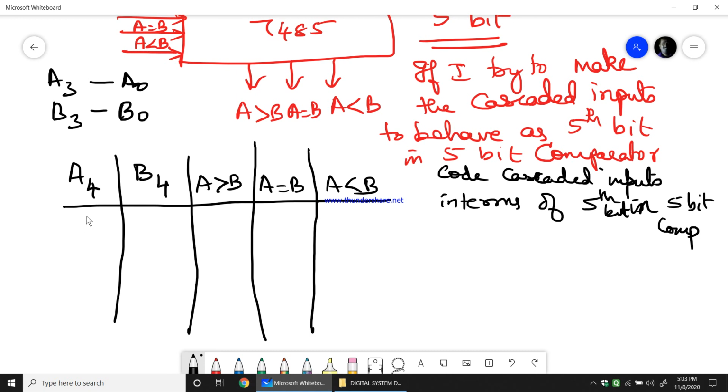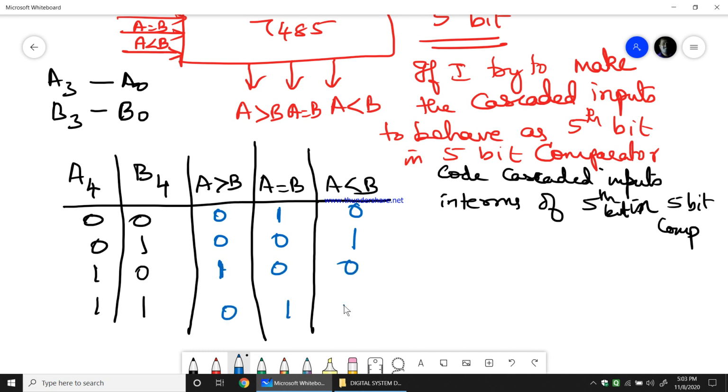So A4, B4 can be 4 combinations: 0, 0, 0, 1, 1, 0 and 1, 1. I can have 4 combinations. So 0, 0 means A equals B is 1, otherwise 0. 0, 1 means A is less than B, other two zeros. 1, 0 means A is greater than B and other two zeros. 1, 1 means A equals B.